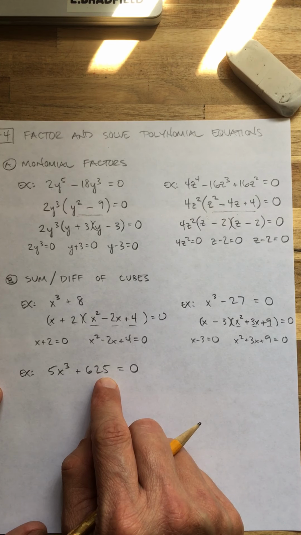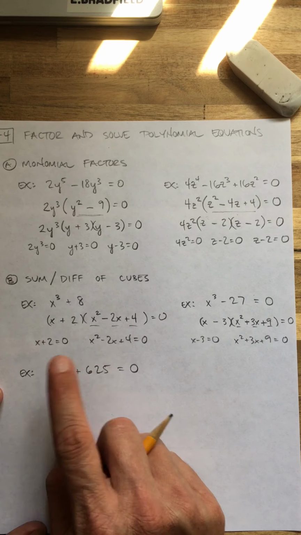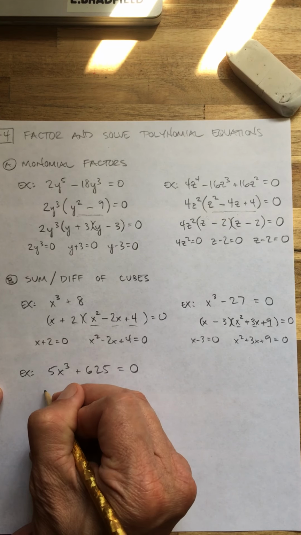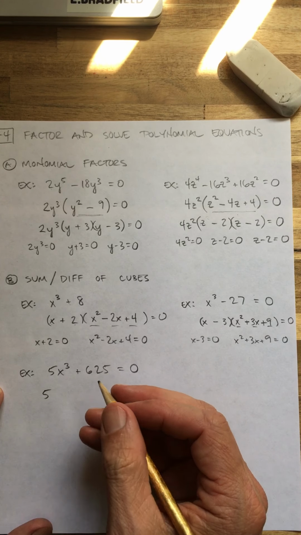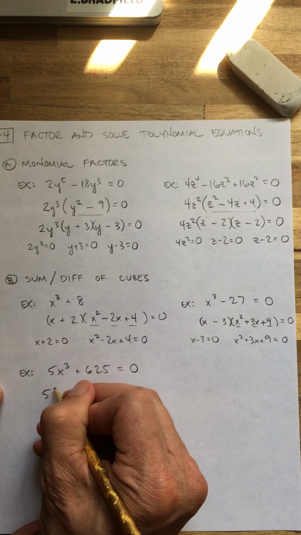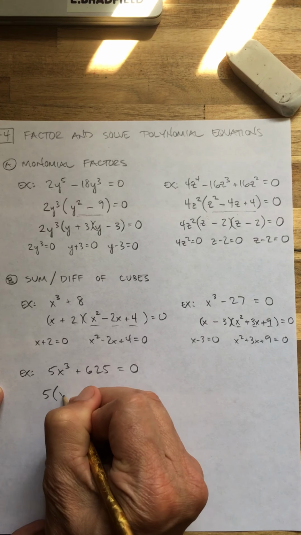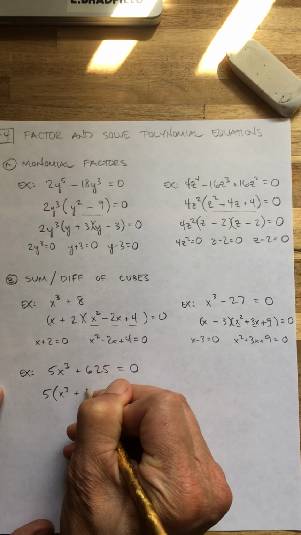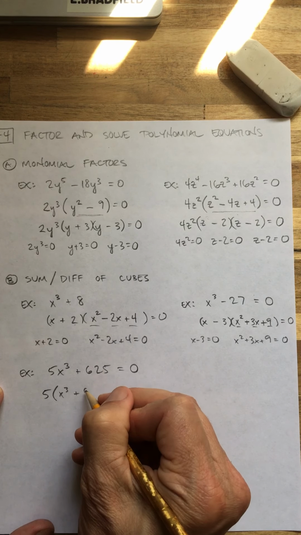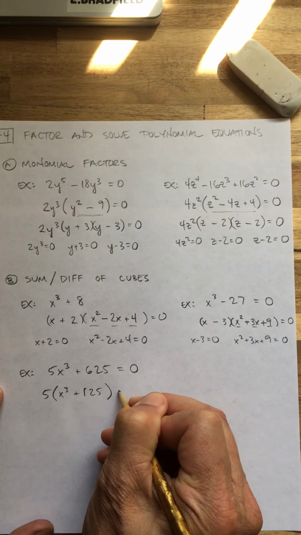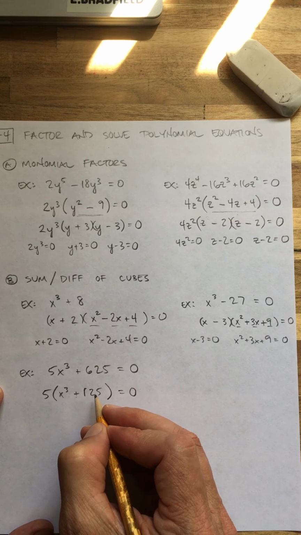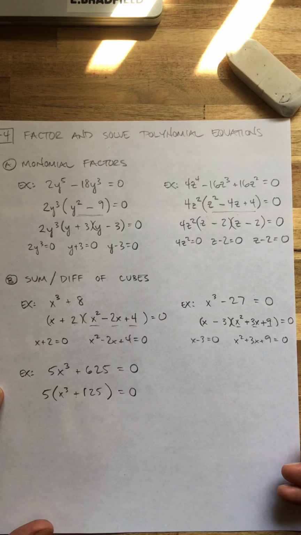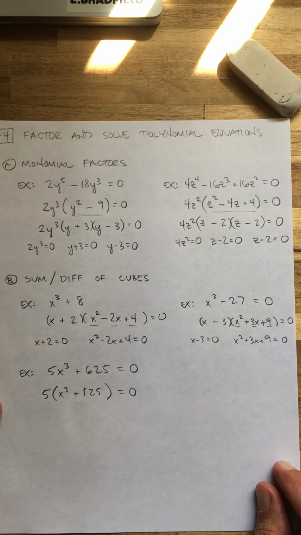So if you said, oh, factor out a monomial, you're right. The biggest number they have in common is a 5. You can't take an x out of both of them. So you can put 5 and then parentheses. Then we have the x cubed plus, let's see, 5 goes into 625 125 times, equals 0. And now look, we have a sum of 2 perfect cubes, and then you can finish off that way.